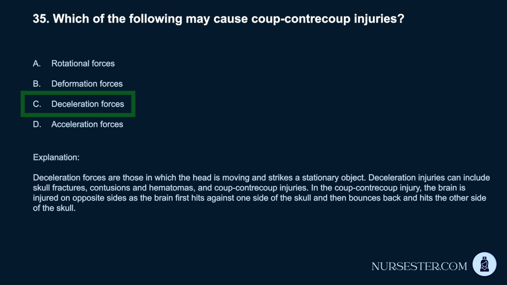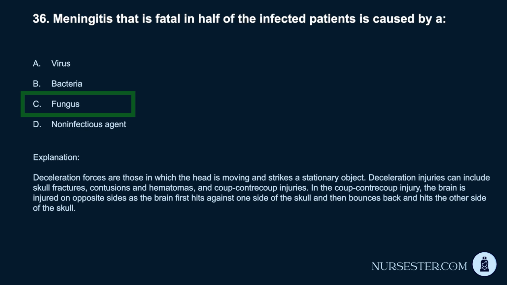Deceleration forces are those in which the head is moving and strikes a stationary object. Deceleration injuries can include skull fractures, contusions and hematomas, and coup contrecoup injuries. In the coup contrecoup injury, the brain is injured on opposite sides as the brain first hits against one side of the skull and then bounces back and hits the other side of the skull.